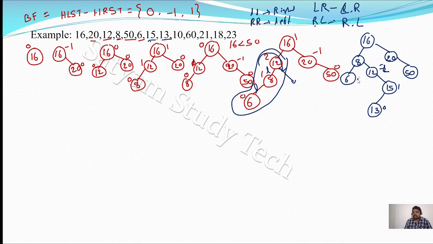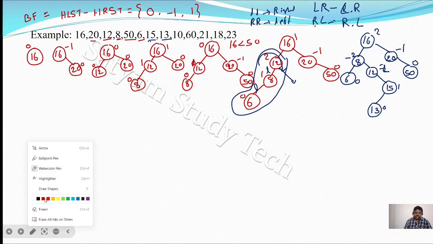Also we have to check here, the balance factor is 0. Here the balance factor is, you can see, 3. Here it is 1, so it is also minus 2. Here 1, 2, 3, 4. The height of the left subtree is 4, the height of the right subtree is 2, so the balance factor of 16 is 2, the balance factor of 20 is minus 1, and the balance factor of 50 is 0. So it is not balanced, right?